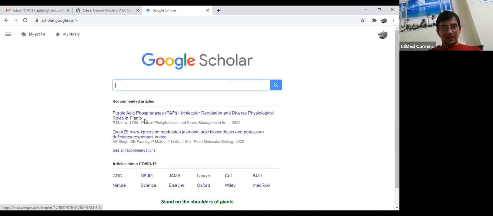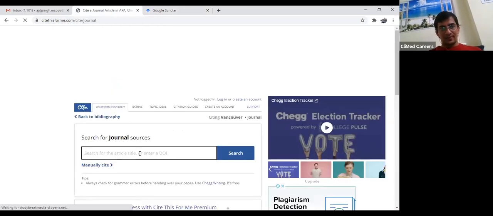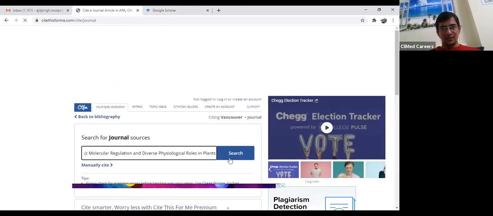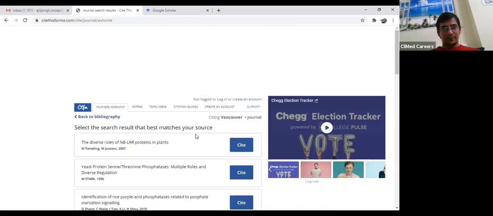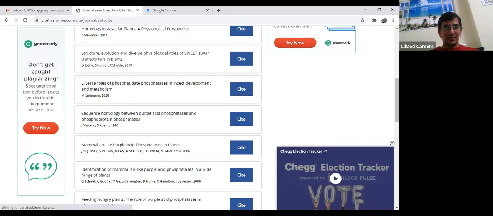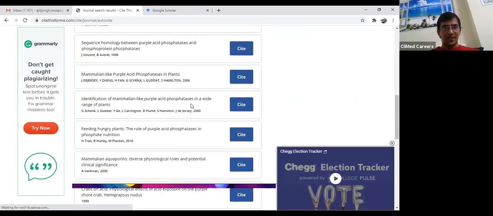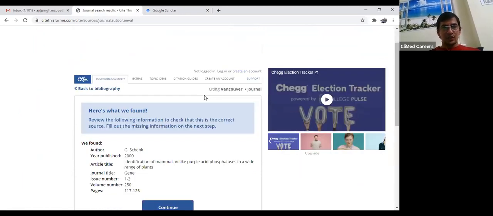Okay, like this only. I'll just pick from here, Google Scholar, some just simple normal title of the article, search. Yep, see, it has come here. This you have to search, like you can search identification of mammalian purple phosphate in a wide range of plants. You can cite, you just can click on cite, so everything will come here.